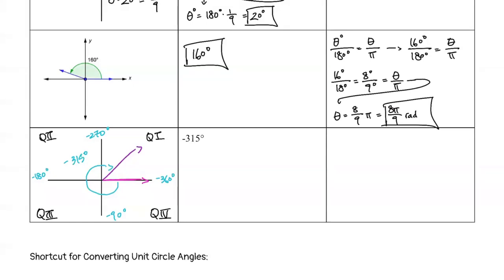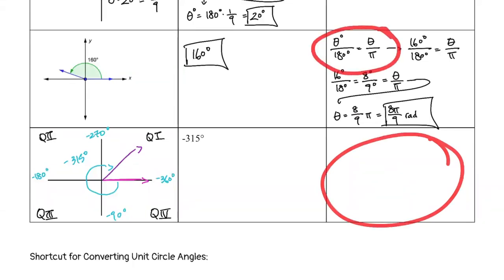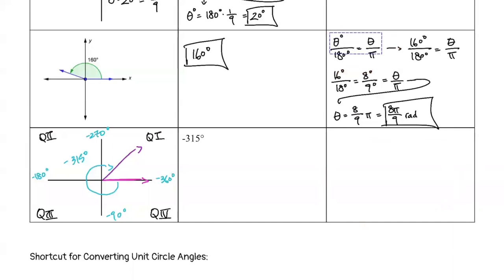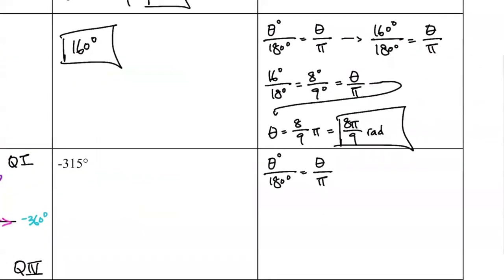Once we've got that, to find the radian measure, we can start in the exact same way that we did for the previous example. So we've got theta over 180 equals theta over pi. This time we're going to plug in negative 315 over 180 equals theta over pi. A little bit less nice numbers, but again, let's try to do a little bit of mental math. What could be a good number to try and reduce the top and bottom by?